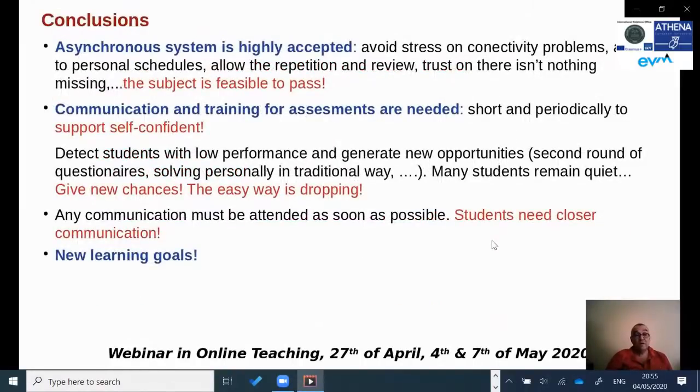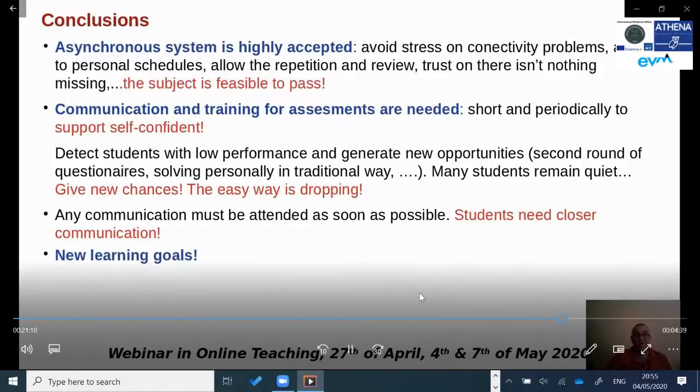These are my conclusions, closing to finish. I recognize that an asynchronous system has been highly accepted by the students, and I feel that the subject is feasible for students to pass. Communication is very, very important, and we have to provide new chances because the easy way for the student is dropping out.